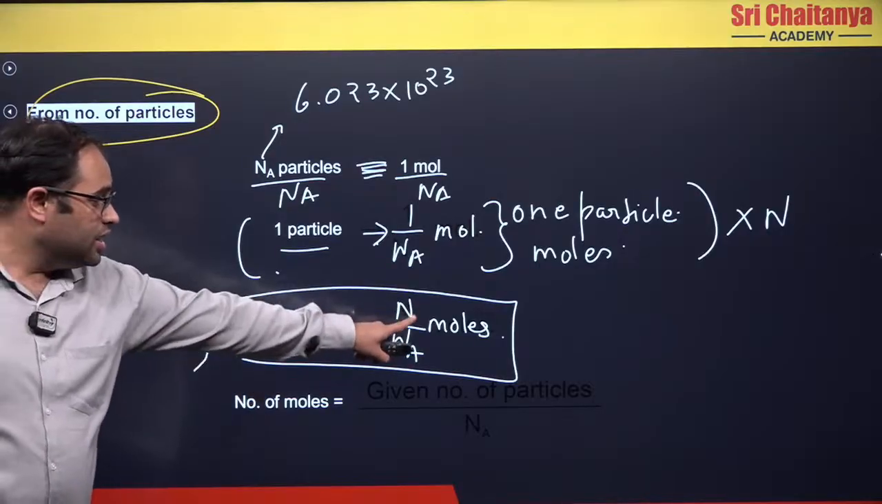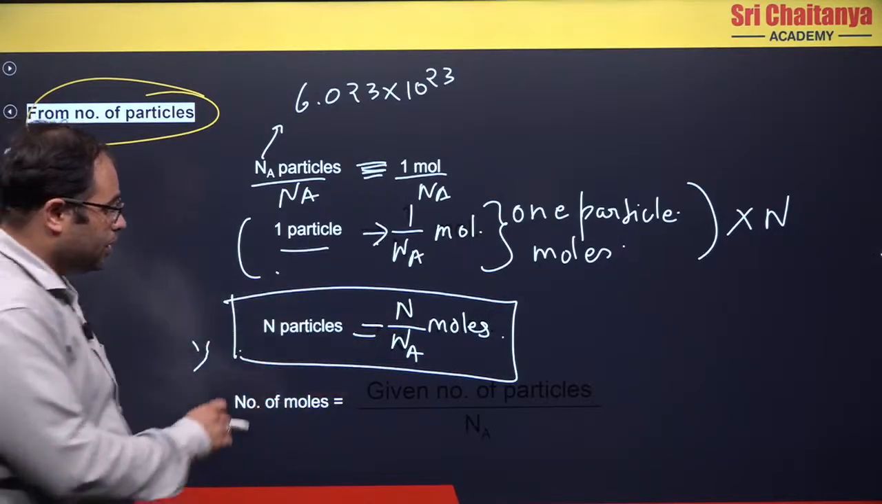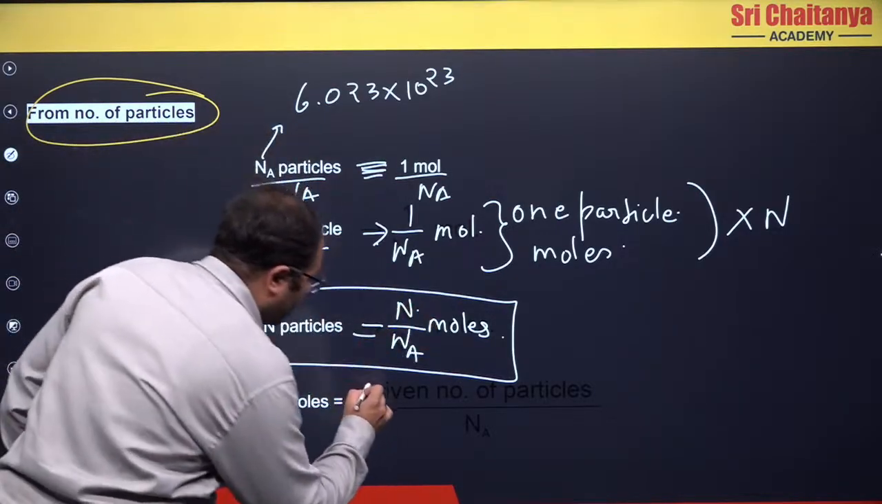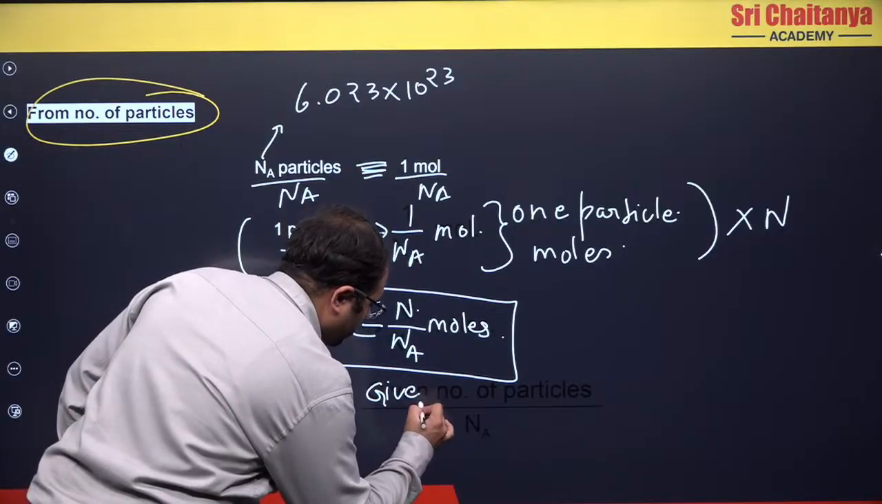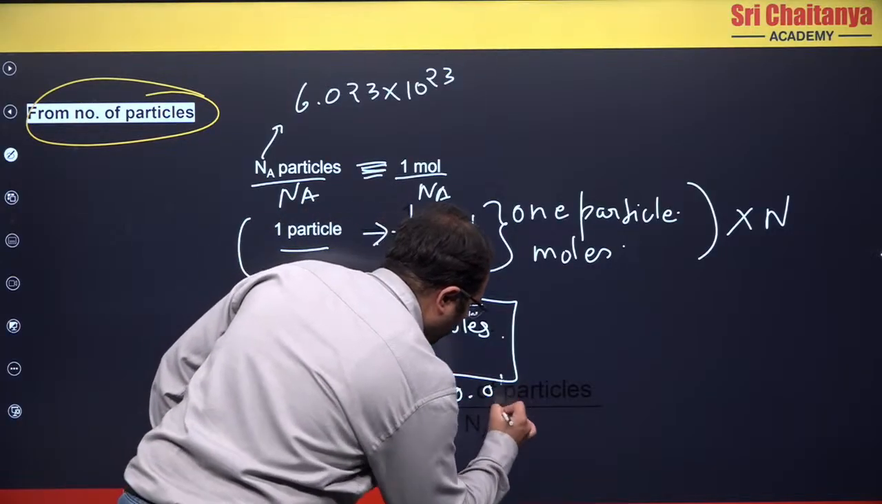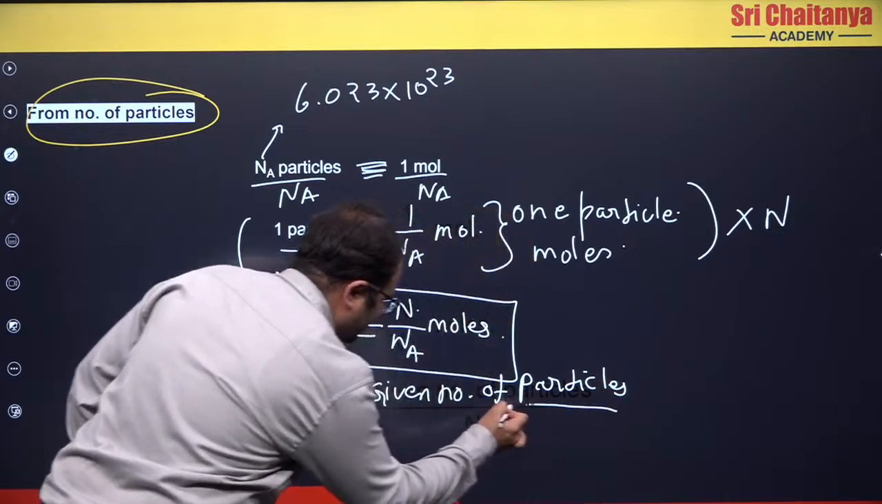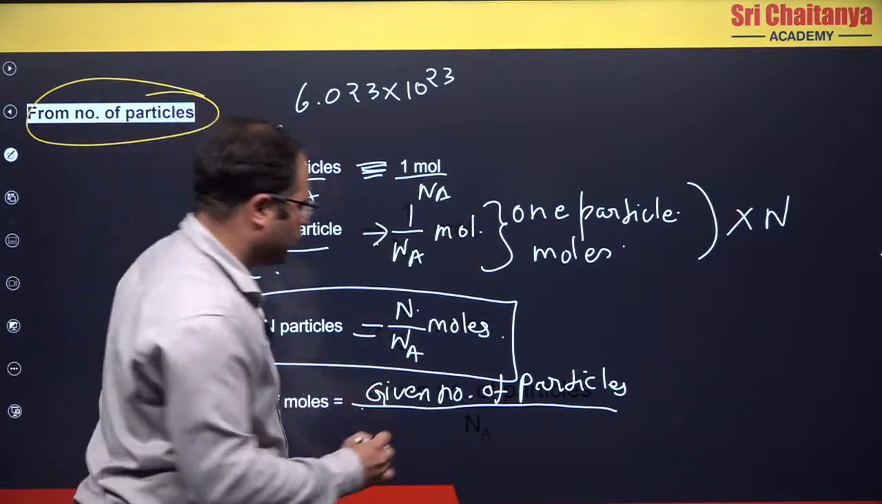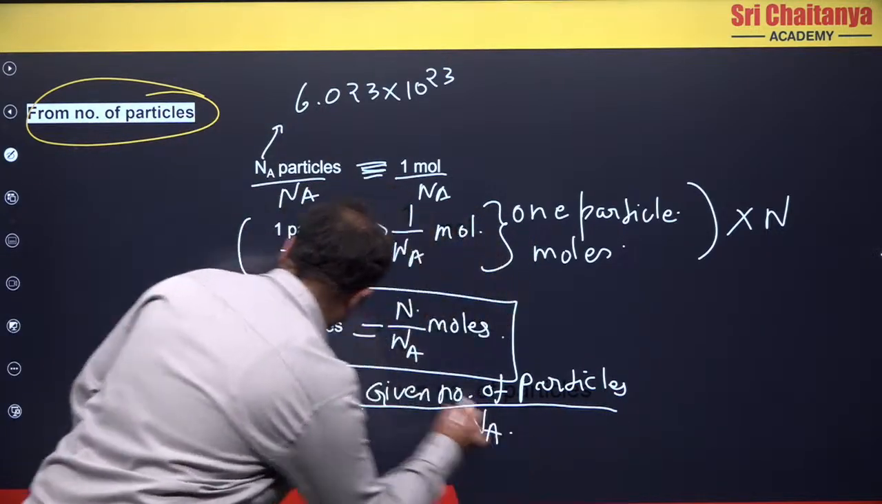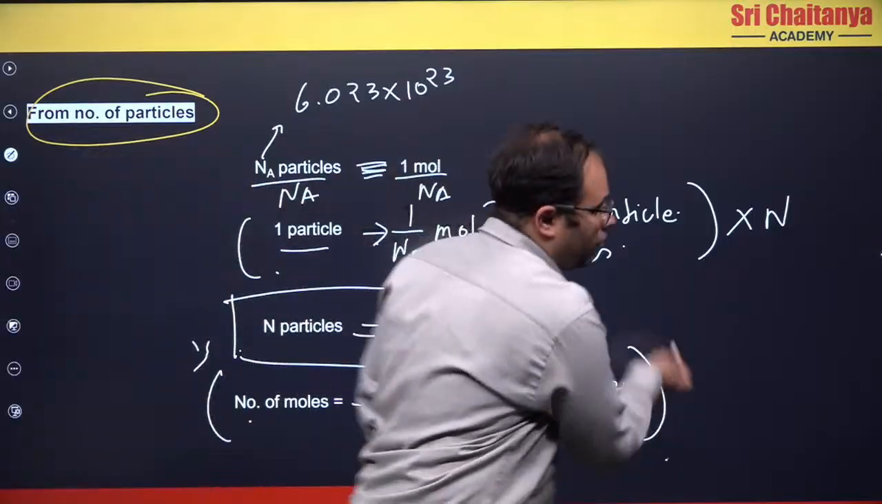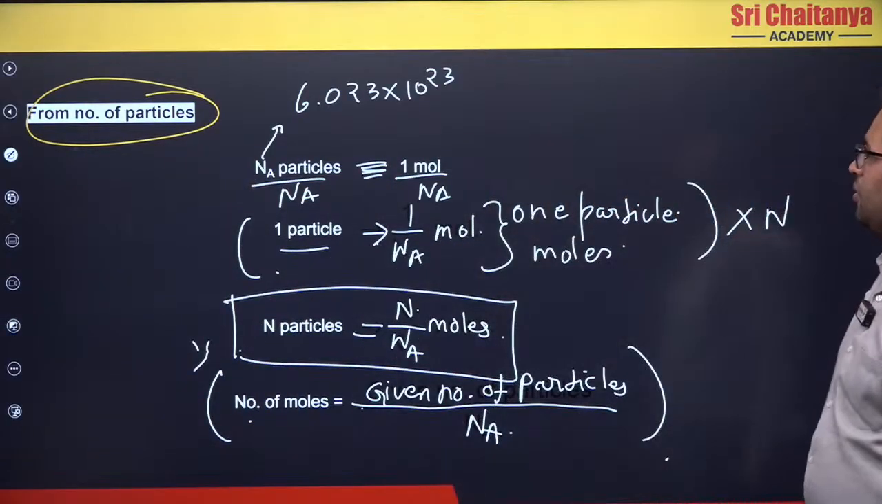So this is number of particles, right? So this is what? This is number of particles. Given number of particles, you then divide it by Avogadro's number, which is Na, and that gives you the number of moles, right?